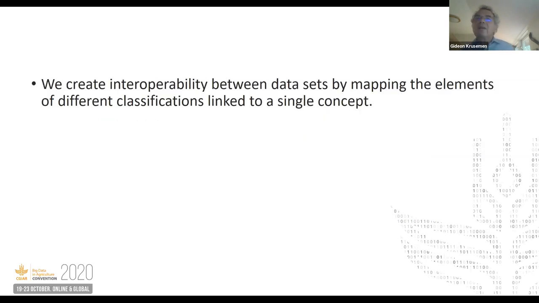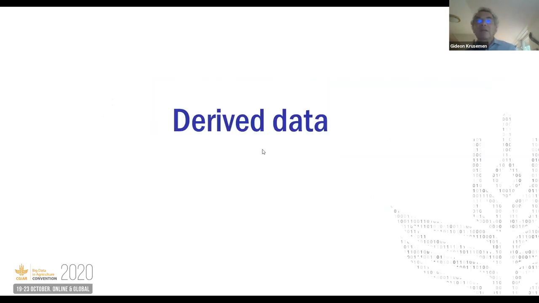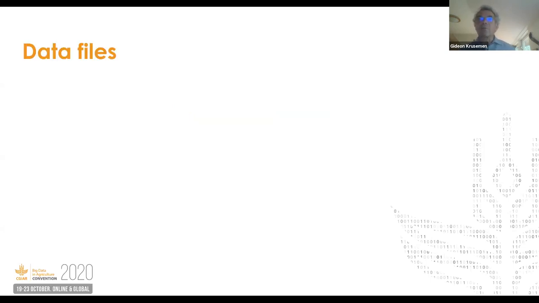So we can create the interoperability between the data sets by mapping the elements of different classifications linked to a single concept. This means we get a derived data set based on the original data and the mapped data, linking it to a key classification that we want to use for our particular purpose.